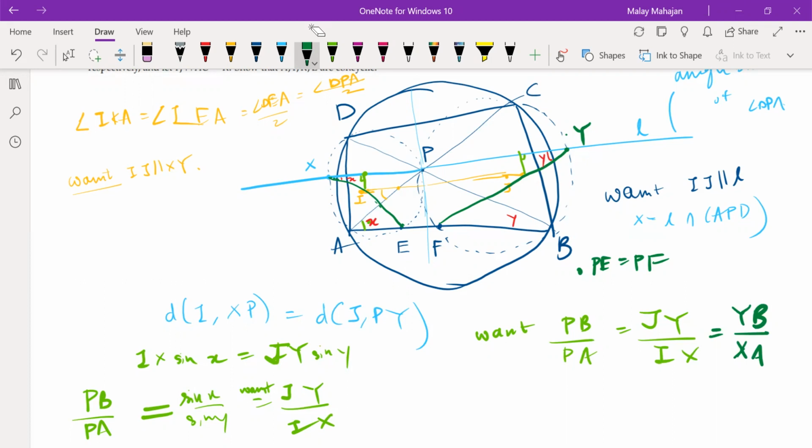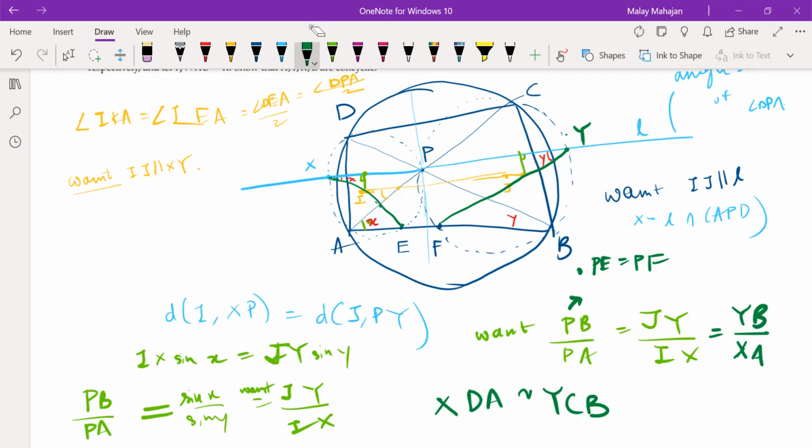So we want PB by PA to be this by this, YB by whatever. But this is true since angle XPA is angle YPB by definition. And angle PXA is angle PDA, which is angle PCB, which is angle PYB. So sine rule, or also similarity. XDA is similar to YCP.